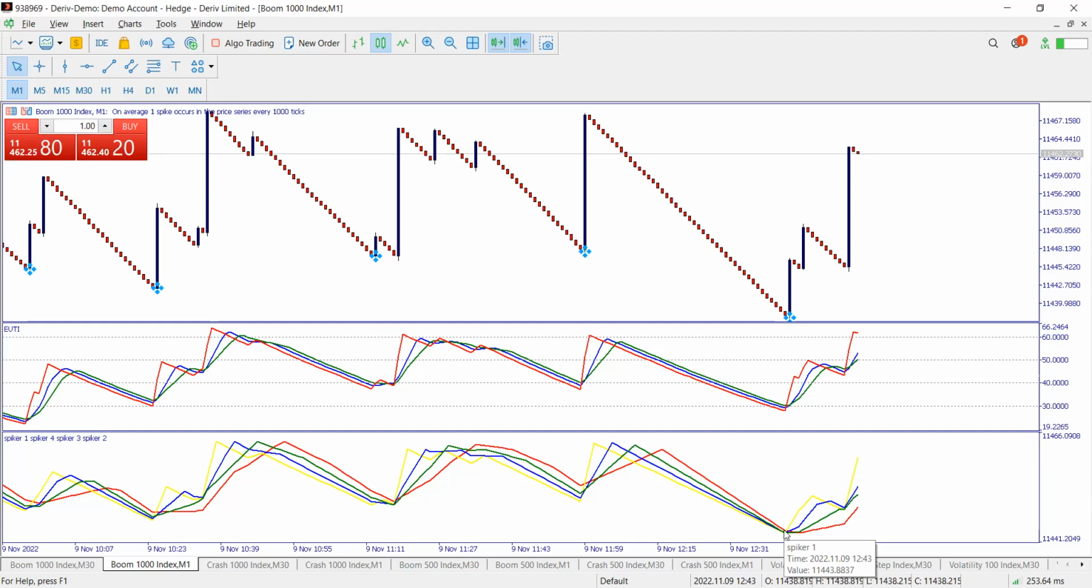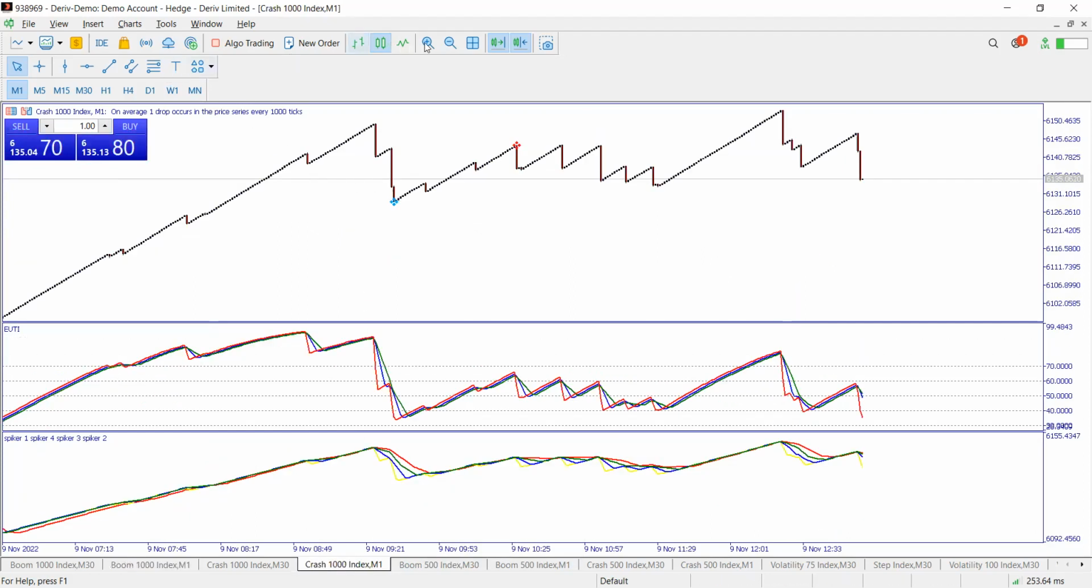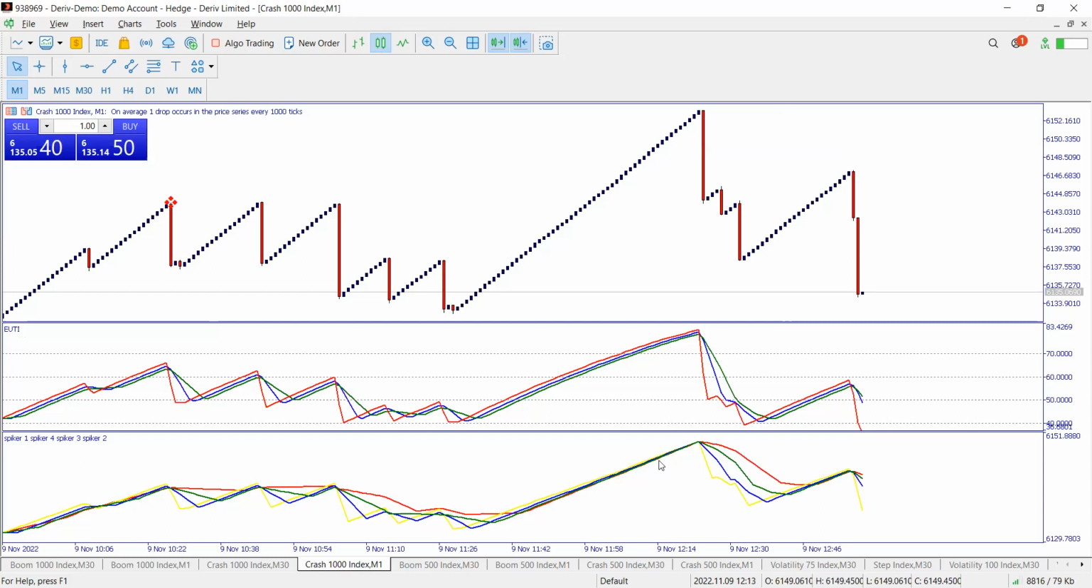And then that's when you take your trade. Same with crash. So that's when you take your trade.